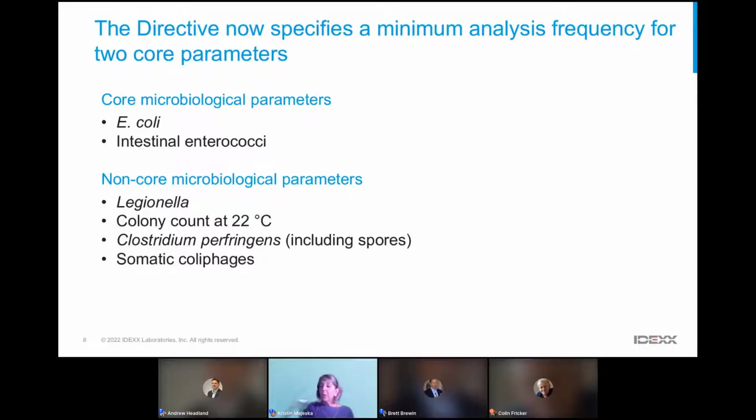The directive also requires testing for 5 other microbiological parameters, but the frequency required is allowed to vary based on the specific risk of the situation and of the system. Now, these non-core parameters are Legionella, colony count at 22 degrees, total coliforms, Clostridium perfringens, and somatic coliphage.